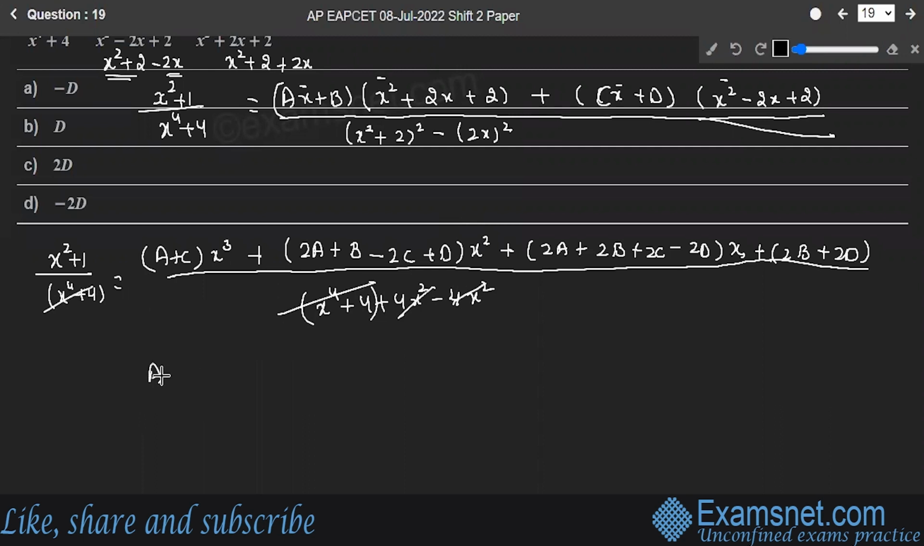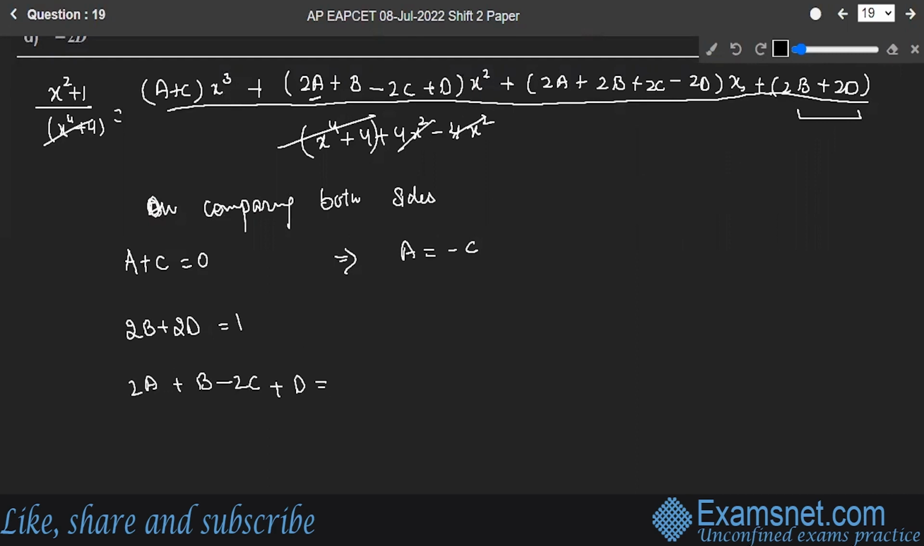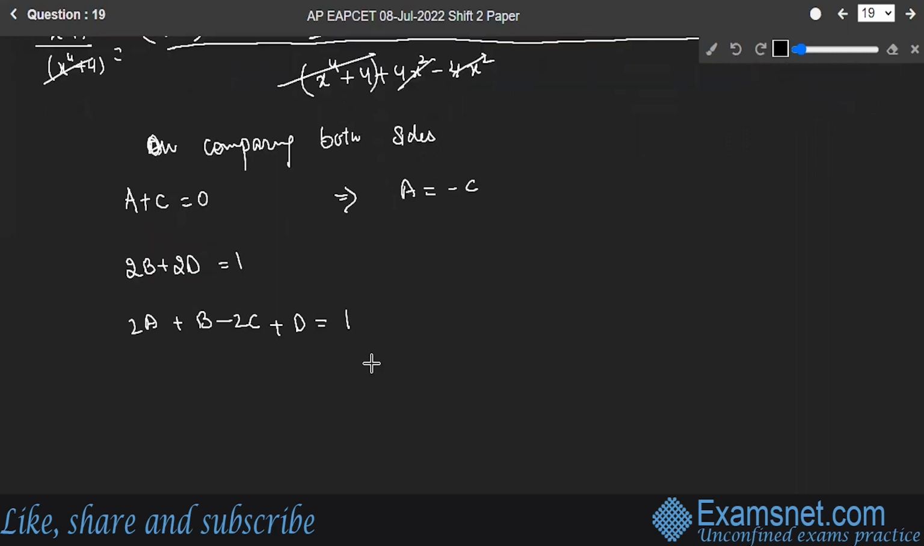On comparing both the sides, you have a + c equal to 0, which gives you a is equal to −c. Next thing, 2b + 2d. This is the constant. That means this is equal to 1. Also, for x², that means 2a + b − 2c + d is equal to 1. We got these equations. Now let's try and solve.